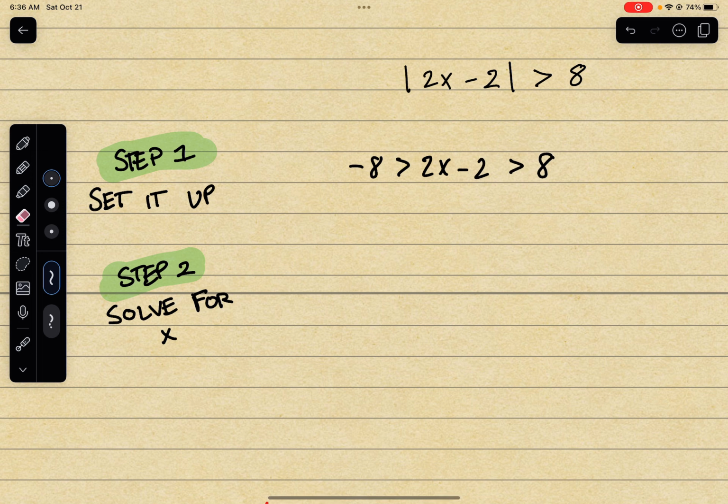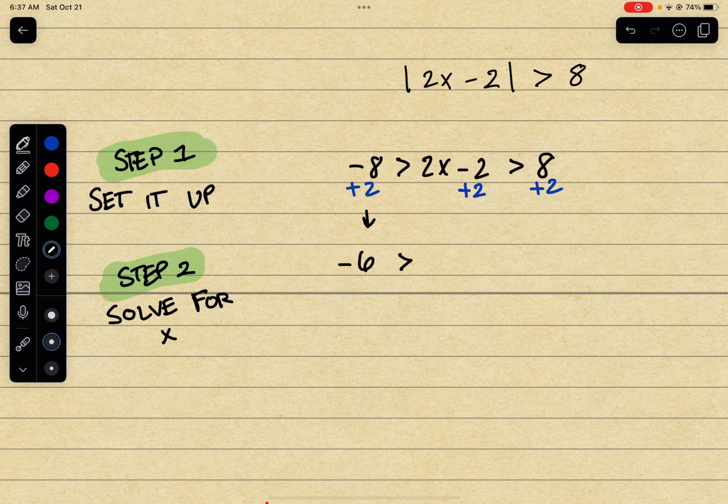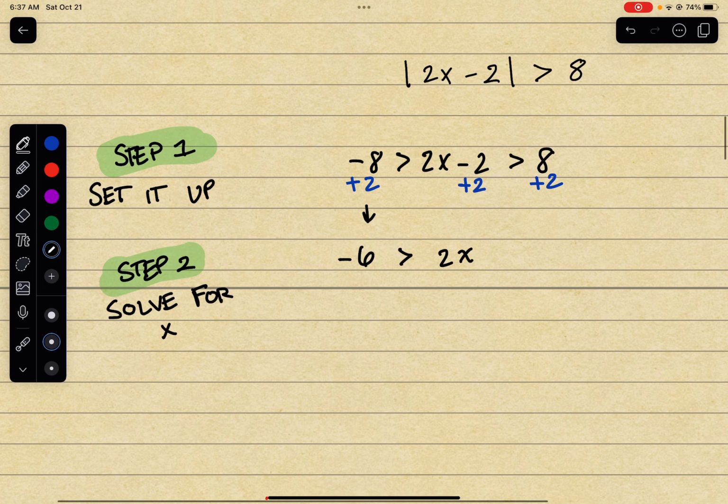So if I'm solving for x, first I got to get rid of this minus 2. We know the opposite of a minus 2 is adding 2, but what I do to one side, I need to do to both of my sides. I'm going to add 2 here, add 2 here, and then let's just go ahead and solve that. What do I get when I solve that? Negative 8 plus 2 is a negative 6. Bam. We have 2x left in the middle now. Bam. And then we have 10.